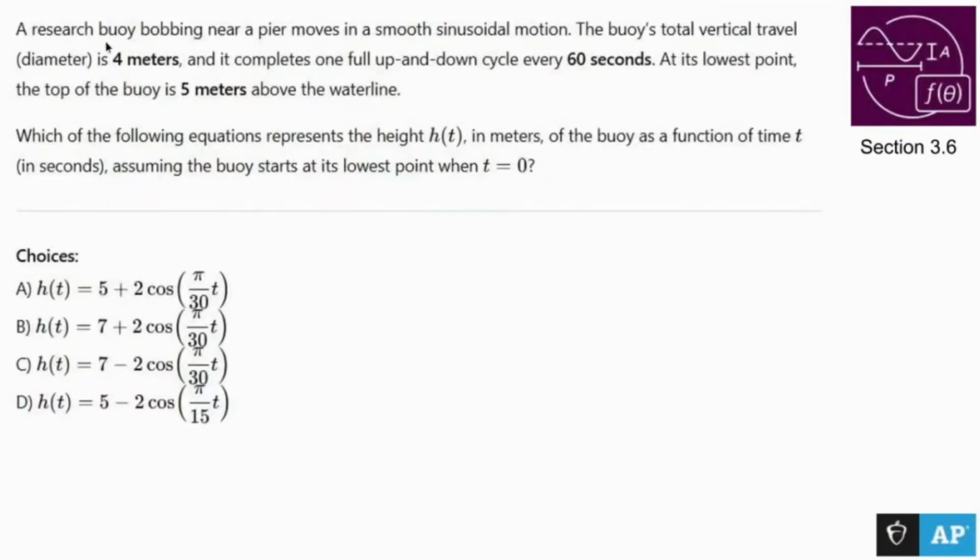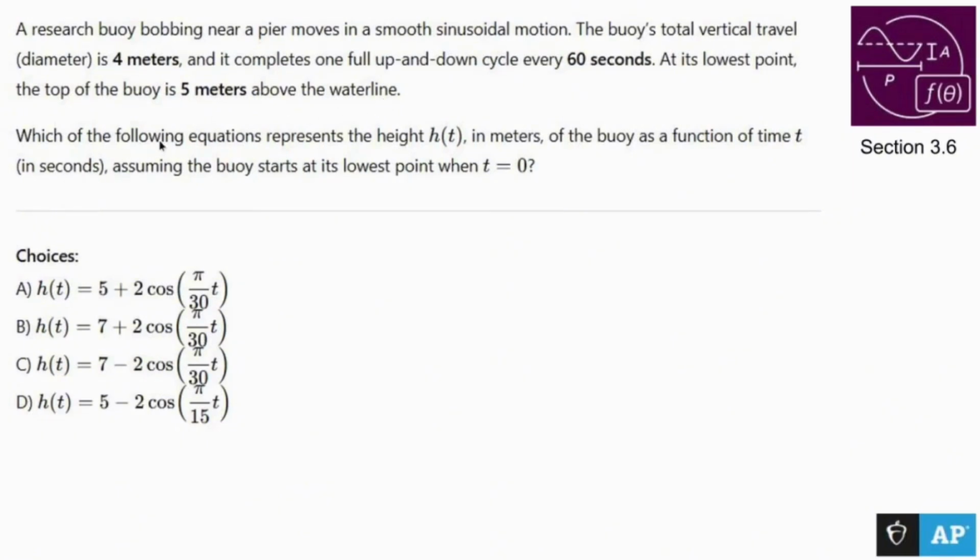A research buoy bobbing near a pier moves in a smooth sinusoidal motion. The buoy's total vertical travel, or the diameter, is 4 meters, and it completes one full up and down cycle every 60 seconds. At its lowest point, the top of the buoy is 5 meters above the water line.